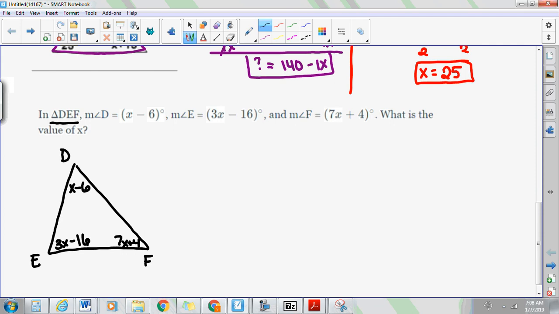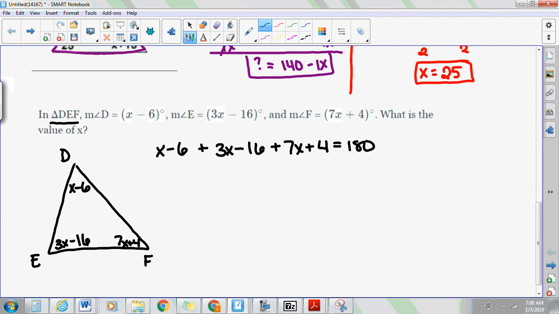Well, I see a triangle. Anytime you see a triangle, you know that all three angles added up together make 180. So that's this guy plus this guy plus this guy. So x minus 6 for angle D plus 3x minus 16 plus 7x plus 4 has to make 180. If you add all three of them up, you get 180.